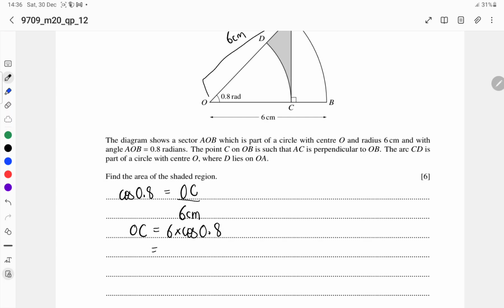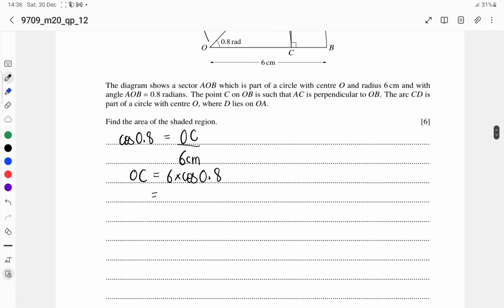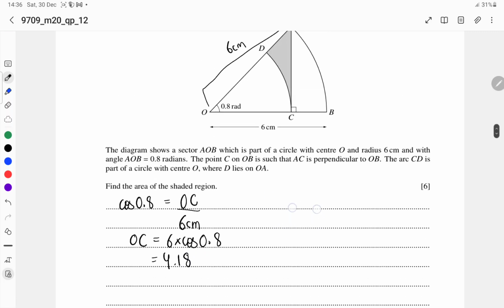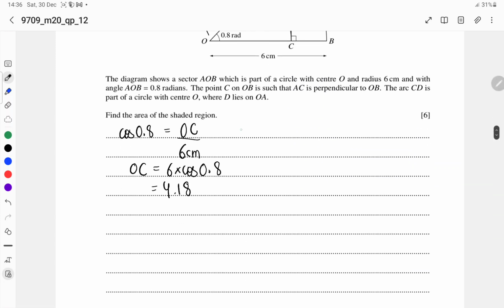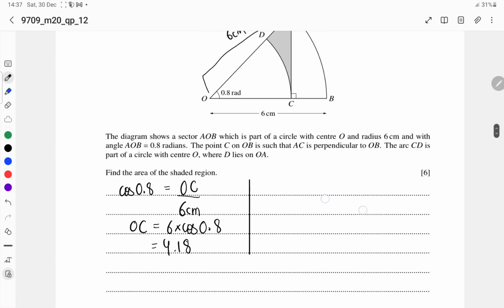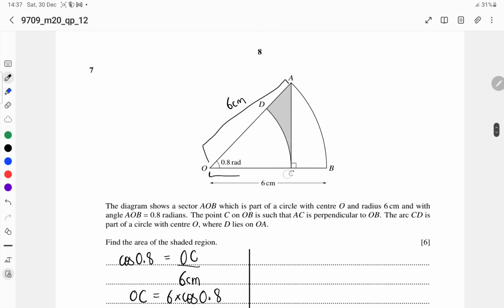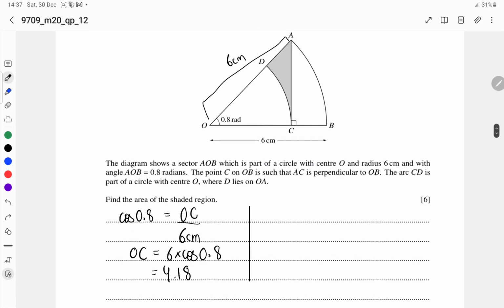Let me type it in the calculator. Let me put my calculator in radian mode, and then 6 times cos 0.8 is going to be 4.180. It's going to be 4.18. The 0 does not matter. OC is going to be 4.18, and then we can find the area of the sector. But before finding the area of the sector, let's find the area of the triangle first. For the area of the triangle we have the base as well as the hypotenuse, so we can do it in two ways. Either we can do 1/2 AB sin theta.